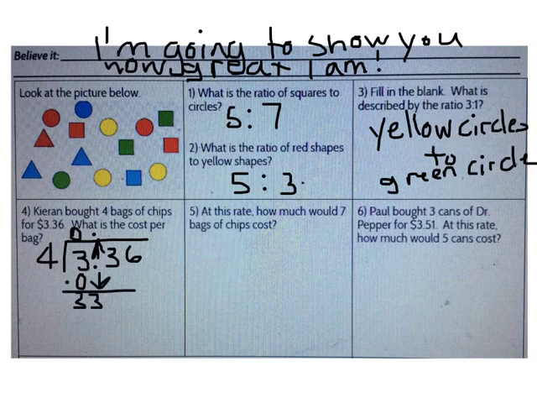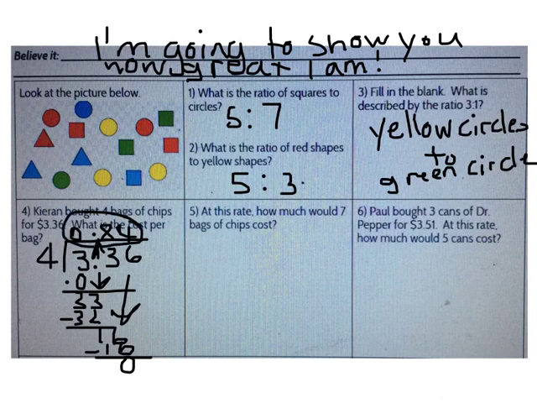How many times does 4 go into 33? 4 goes into 33 8 times. 8 times 4 is 32. When I subtract, how many are left over? 1. Now I can bring down my 6. How many times does 4 go into 16? 4 goes into 16 4 times. 4 times 4 is 16. And when I subtract, there's nothing left over. So what's the cost for every bag? It's 84 cents.